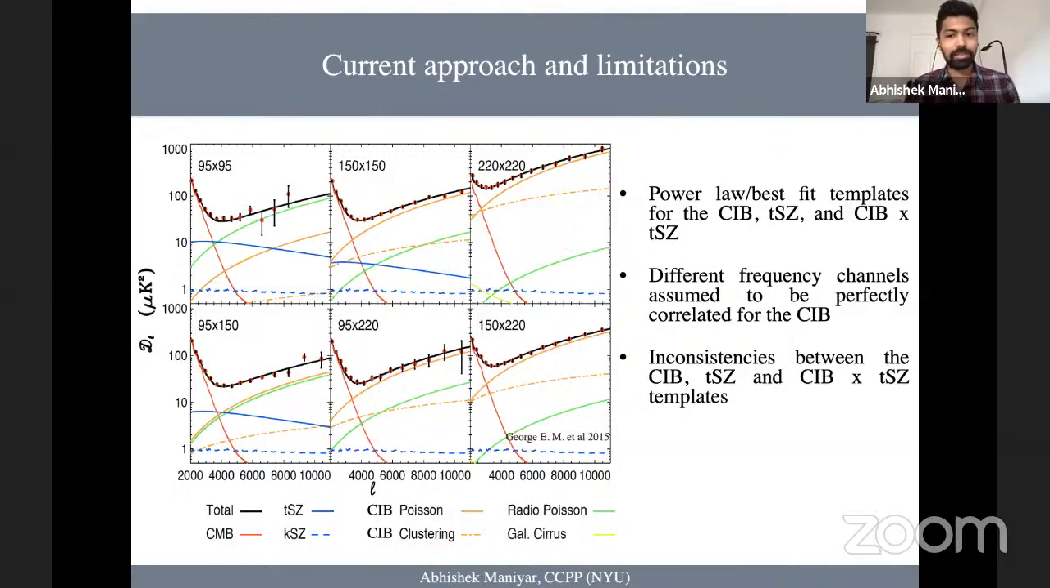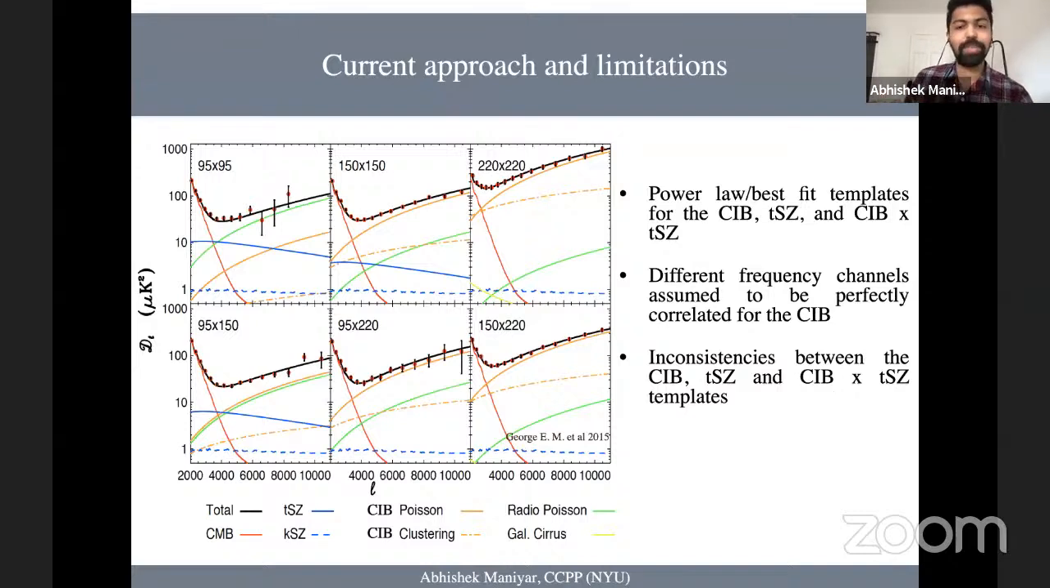So this approach probably is not the best one. Also, sometimes when these templates have been considered in the past, the CIB and tSZ templates are not consistent with the templates used in the CIB-tSZ correlation. So there is this inconsistency as well.